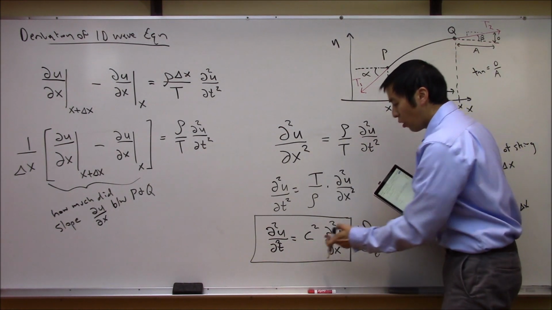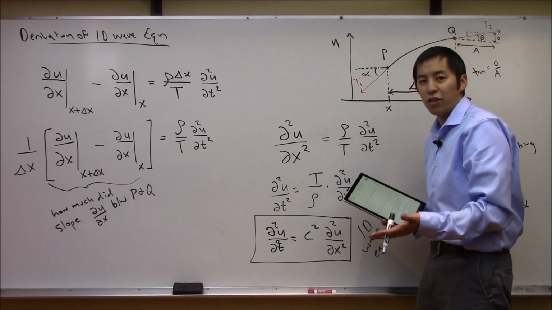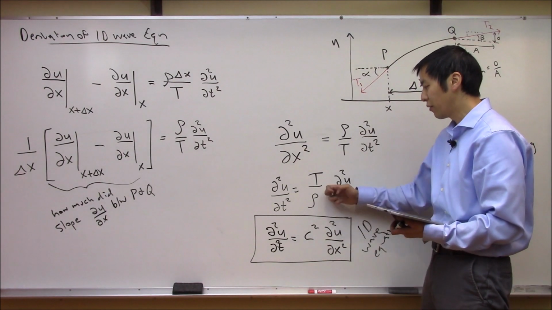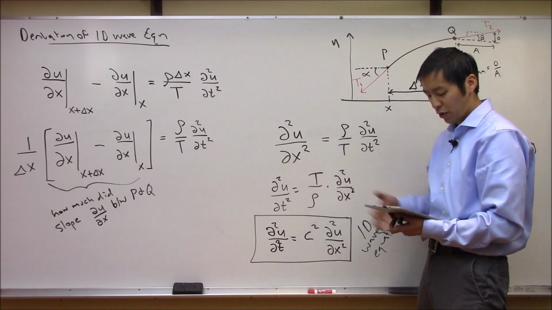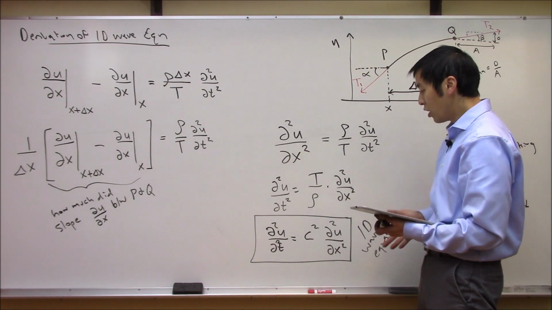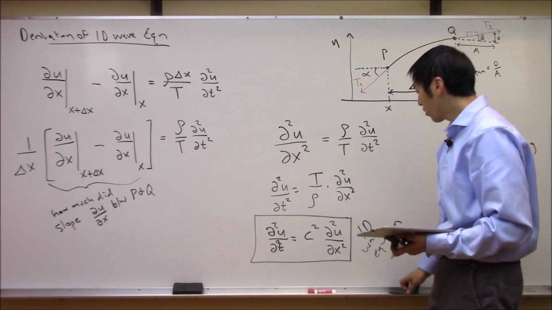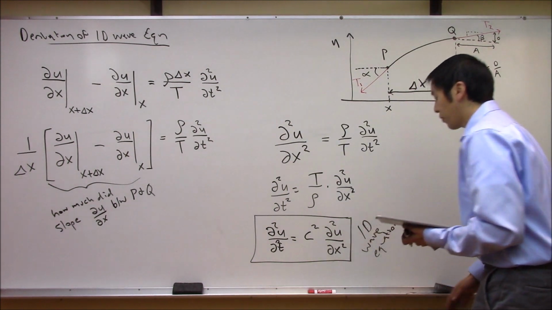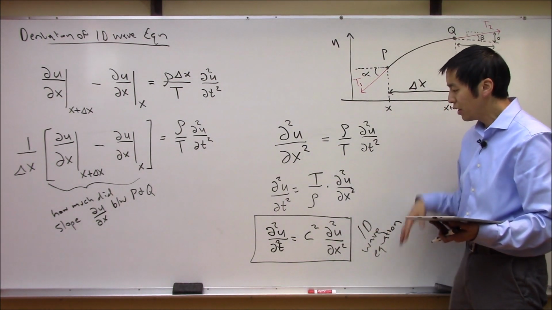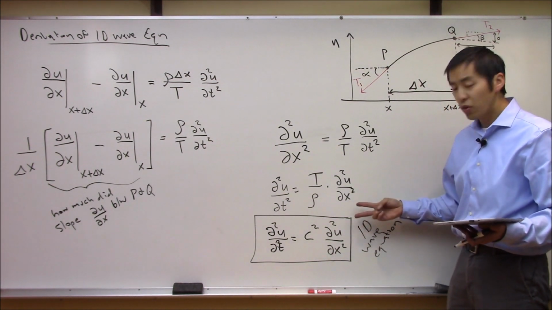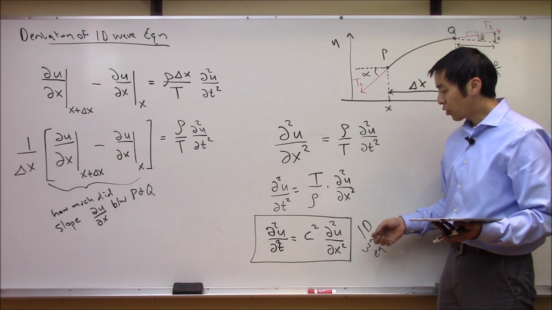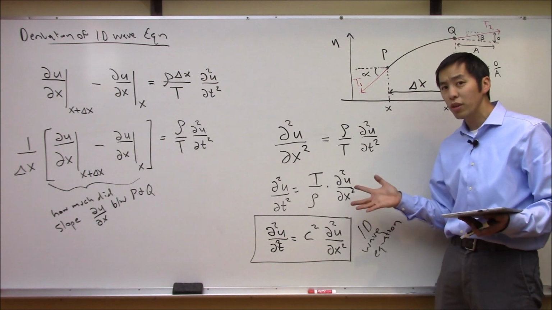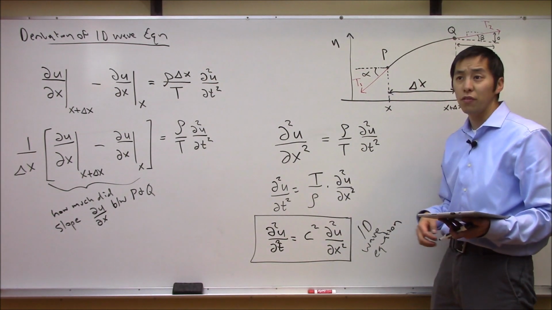All this c squared constant is denoting is that this coefficient is usually positive, like tension over density. So here we are. This is our 1D wave equation, and this is the governing partial differential equation. If you look at this long enough, you see that it's a second-order partial differential equation. It's linear and homogeneous, so there are a lot of tools we can use to solve this.